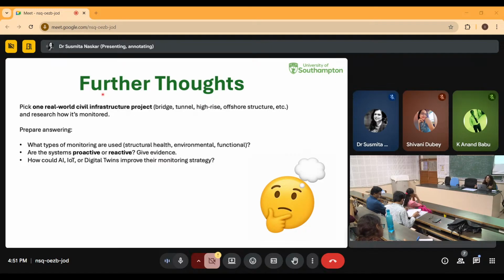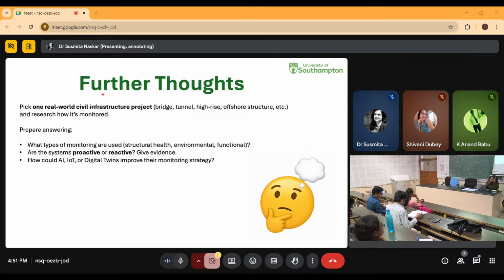So what type of monitoring are used? Whether it's a structural monitoring we need, whether we think about the environmental one, or we are thinking about the functional one. So think about one of those particular types, and then think about, are the systems proactive or are they reactive, right? And think about why they are proactive, whether we are interested in SHM or in the environmental one. So if you are interested in the environment, whether the damage has actually been introduced or we are thinking about it before it has been introduced, right?